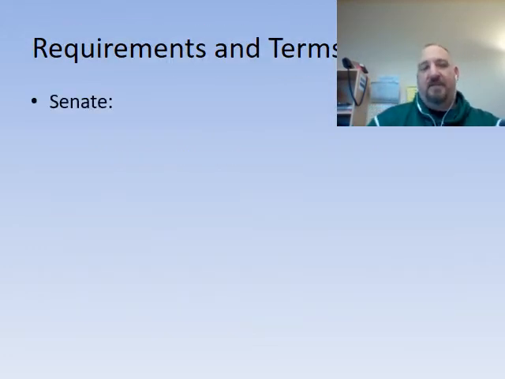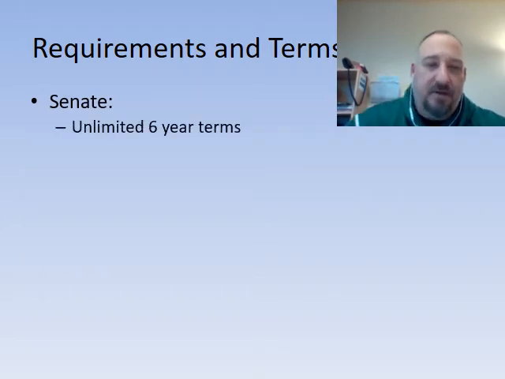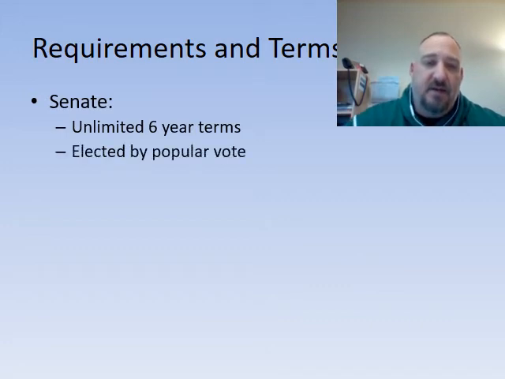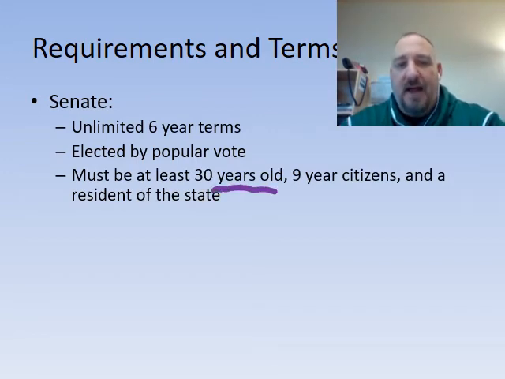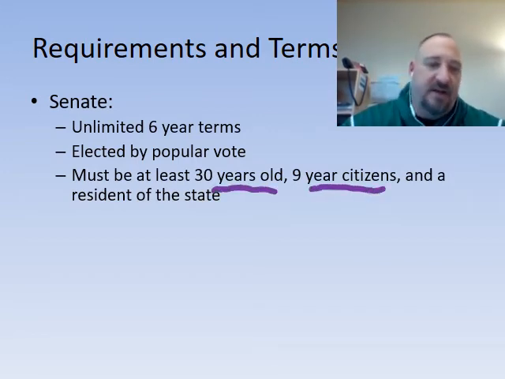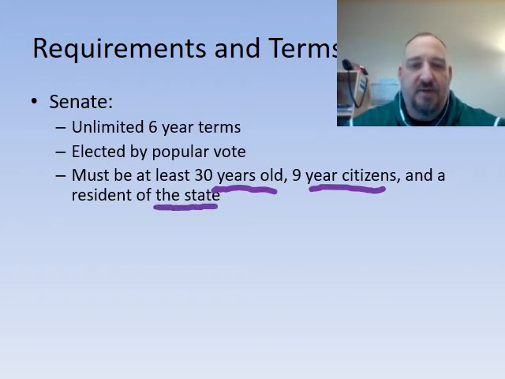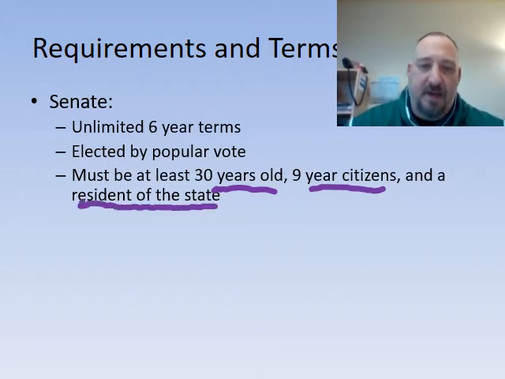Requirements in terms of service. If you want to serve in the Senate, you can run and be reelected as many times as you want. Each term of service is limited to 6 years. It's elected by popular vote. You must be at least 30 years old, a 9-year citizen of the United States, and a resident of the state in which you are running to represent.